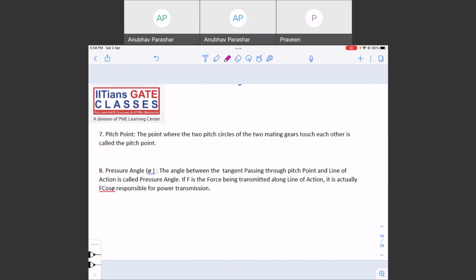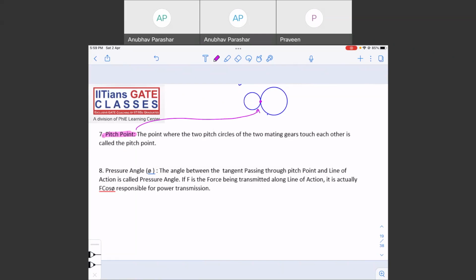Now there is a point which is known as pitch point. The point where the two pitch circles of the two mating gears touch each other is called pitch point. Let me show it here. Let me say this is one pitch circle, and this is one pitch circle. Let me say the gears are meeting with each other. So the point where these pitch circles are meeting, pure rolling is taking place. This point where the two pitch circles are touching each other is known as pitch point.